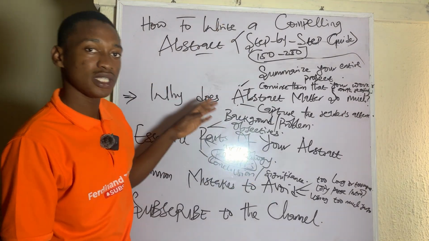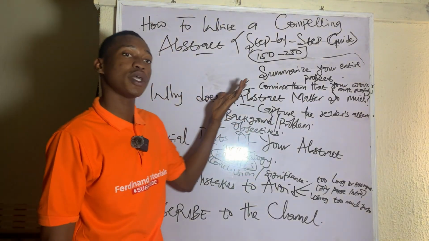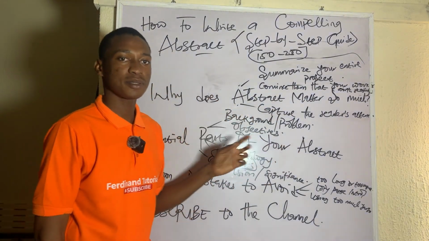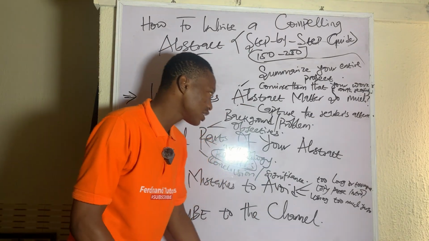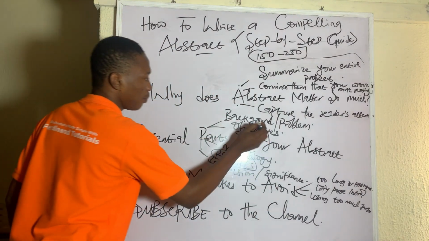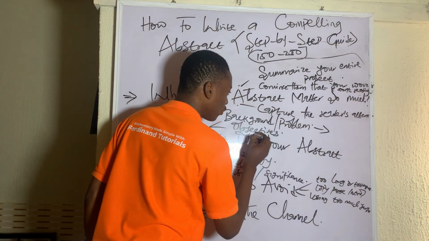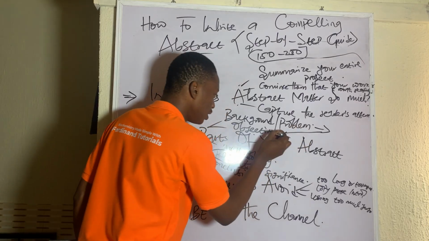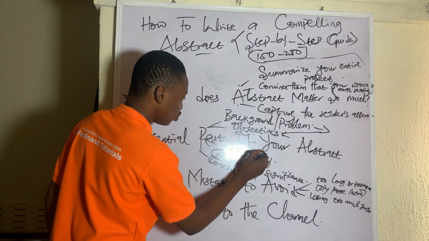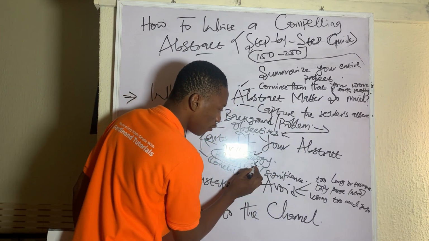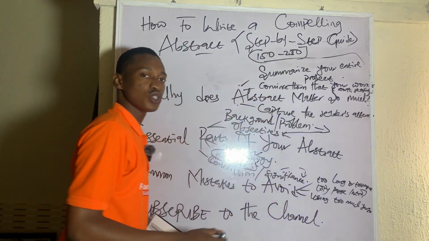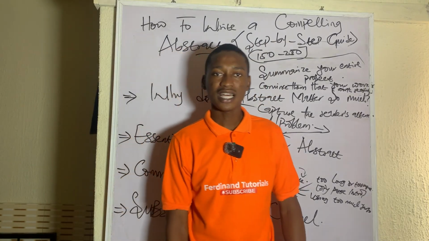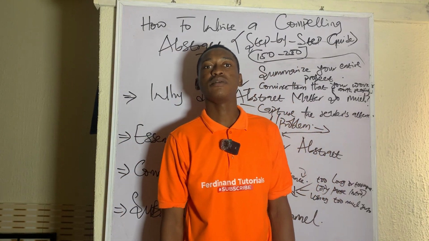Just to reiterate what we've been doing, I've talked about why your abstract matters so much, and the essential parts of your abstract. So going forward, when you write your abstract, it must contain your background. From your background or problem, you move on to the objective. Follow this sequential approach: from your objective to methodology, from methodology to result, from result to conclusion or significance. Follow this and you will write a killer abstract that will convince the reader that this is the person that has the best work so far.